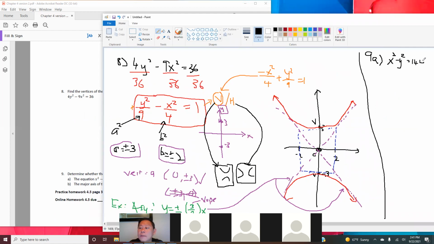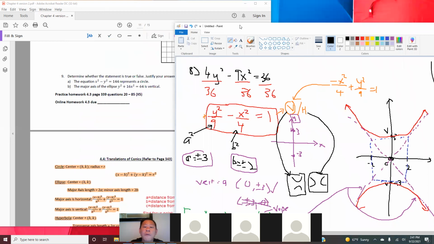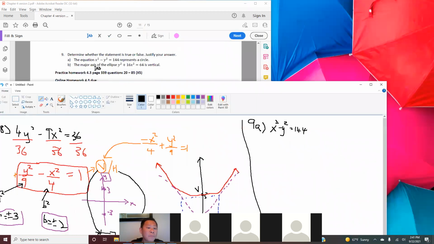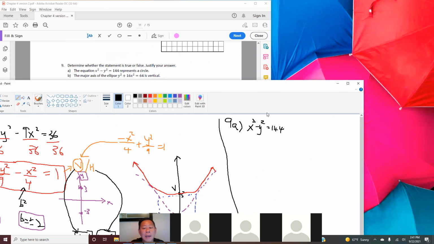Okay. Next is number 9A. Question 9 is asking us whether this is true or false. You cannot just say true or false; you have to tell me why. If it's true, say why it's true. If false, say why it's false. It says that the equation x squared minus y squared equals 144 is represented by a circle. Is this true or false? And you'll explain why. Anyone? True or false, is this a circle?